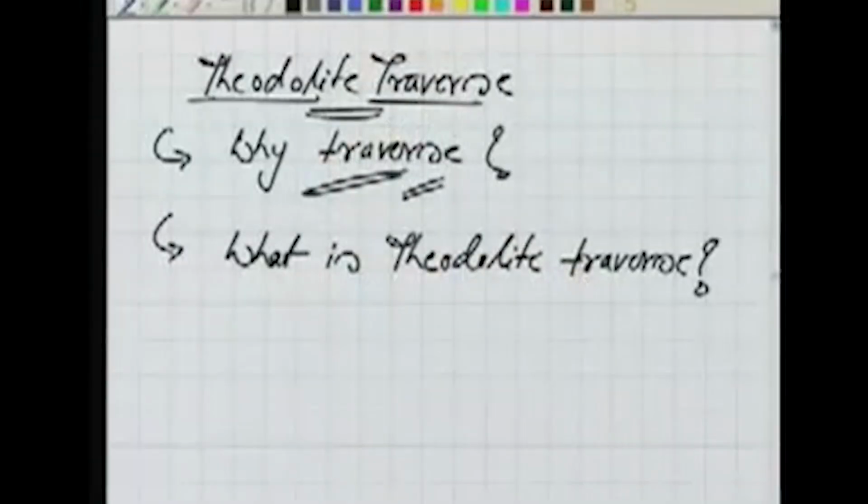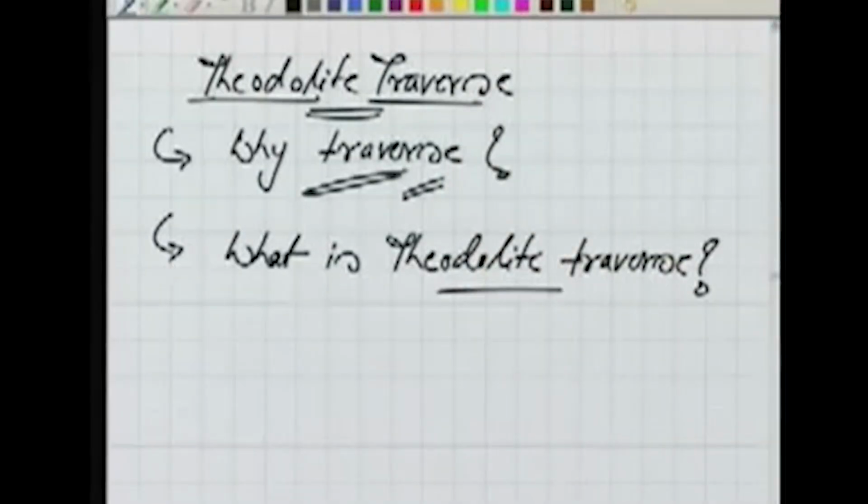So traverse is supposed to be a very good mode of doing the control survey. So we can generate the control survey. When I say control survey, I mean the skeleton of that ground. We can do it by traversing.